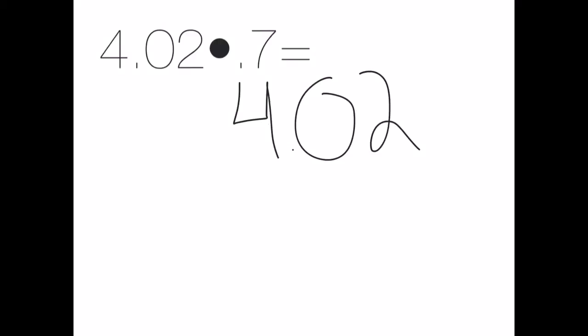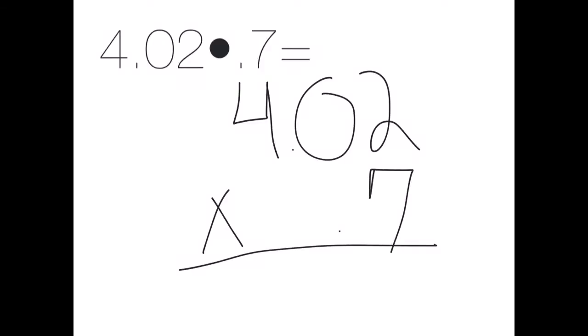To multiply decimals, it's quite simple. First, you must rewrite your problem. 4.02 times 0.7. When you're multiplying decimals, you do not have to line the decimals up. Now you multiply like normal. 2 times 7 is 14. Then you carry over the 1. 0 times 7 is 0. Then add the 1, which makes it 1/4. Hold on.